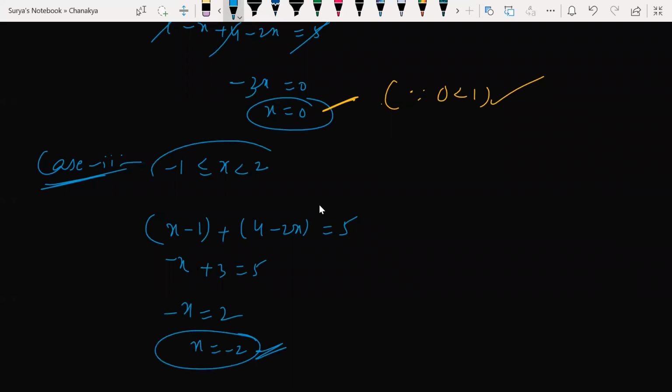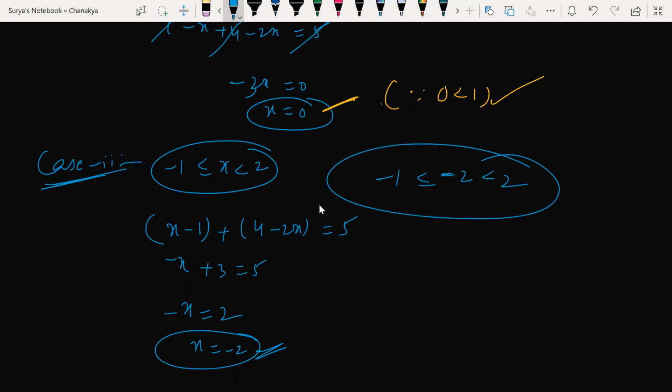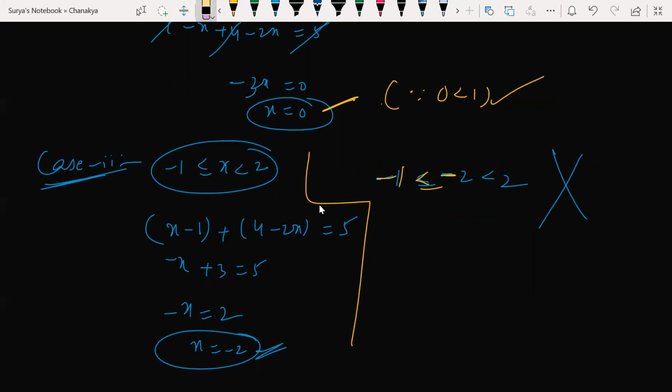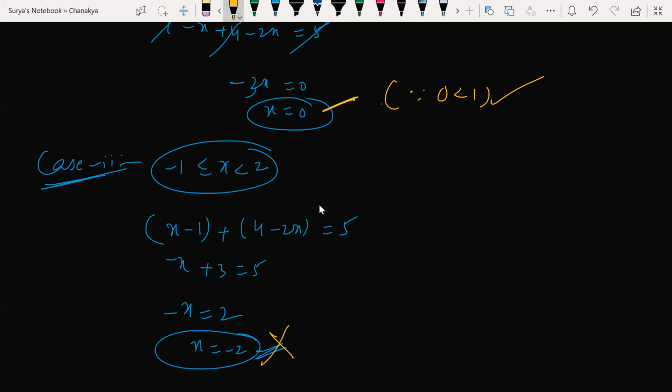Now look at this here. Take this value and substitute here. Minus 1 lesser than minus 2. How come it is possible? It is impossible. If you write that, it is going to be a blunder. Impossible, right? Is it possible? No, it is not possible. Then how come it is going to be your solution? Impossible. It is not going to be your solution.